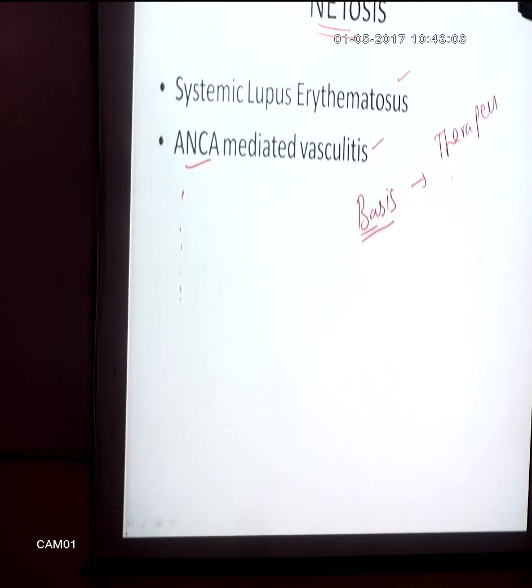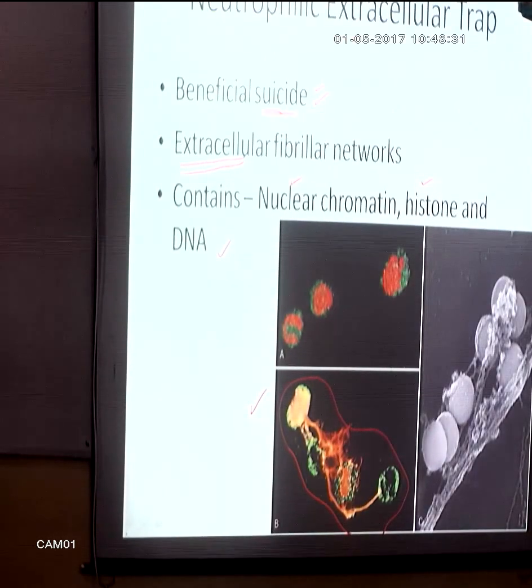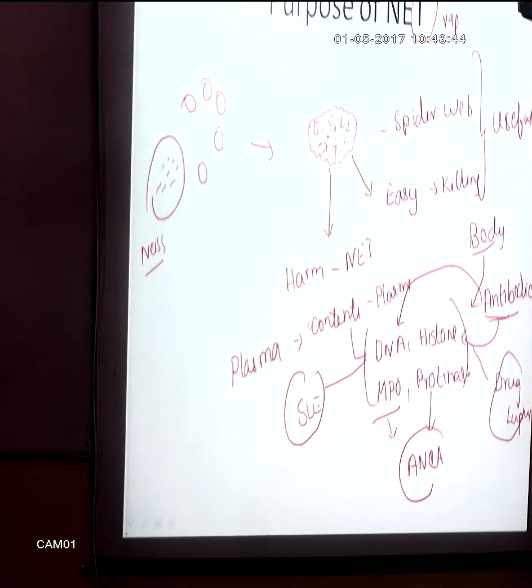So if I can somehow prevent this antibody formation, I can actually prevent SLE and prevent vasculitis. That's going to be great. Okay, so this is the concept of neutrophilic extracellular trap and netosis. I am repeating again. Neutrophilic extracellular trap is a beneficial suicide. What it does is, neutrophils come together like a spider web. They secrete their contents and trap the bacteria, and they kill them. So this is useful for me.